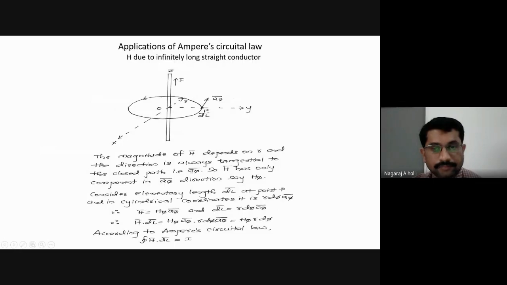Correct. Next, find out the dot product. H bar dot dl bar is equal to H phi a phi bar dot r d phi a phi bar. That is a phi bar dot a phi bar is 1. Then we have H phi r d phi. According to the Ampere's circuital law, the closed line integral of H bar dot dl bar is equal to I. This is the definition of the Ampere's circuital law. Closed line integral of H bar dot dl bar is equal to I.